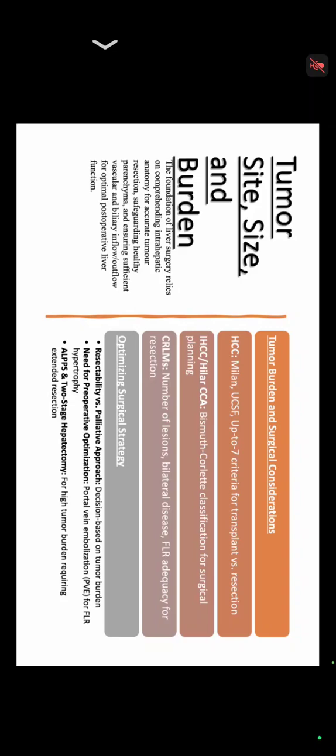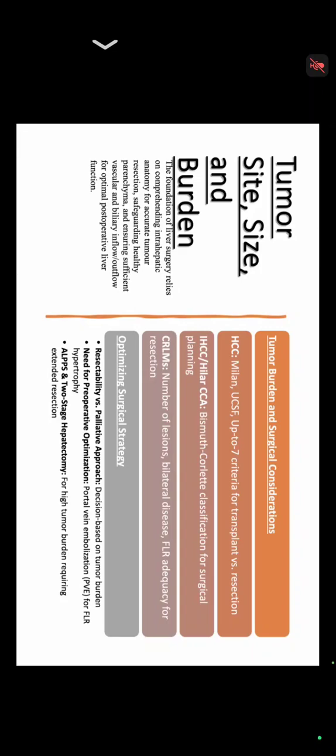So in terms of HCC, by knowing the location of the tumor and how many tumors there are. If it is in a cirrhotic patient, the numbers are important to come under the criteria, Milan and UCSF. In India, it's up to 7 criteria for transplant. If it is non-cirrhotic or Child A with a single lesion or a double lesion involving a particular lobe, then we can offer resection.